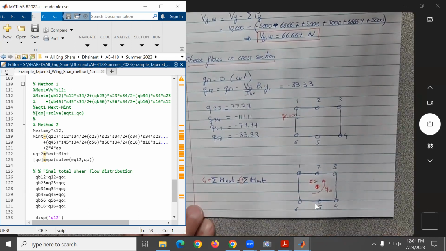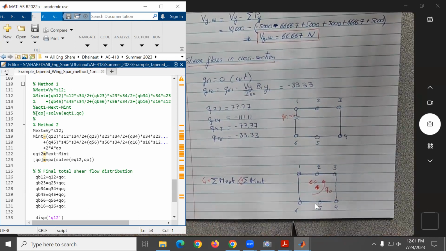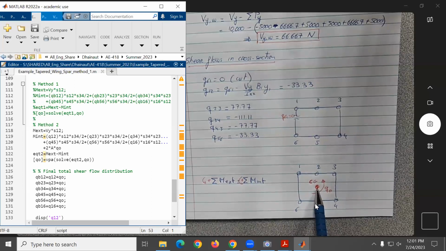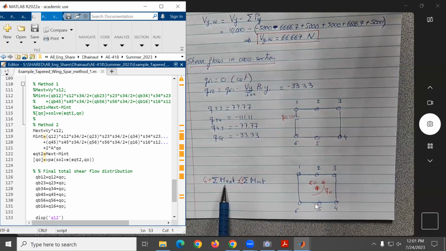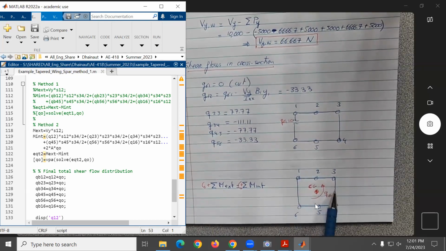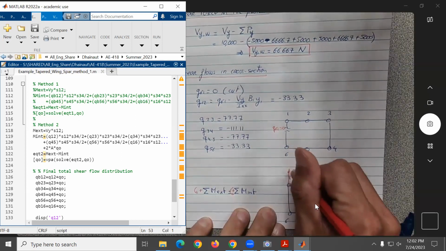Remember why it's important to take the moments about the CG? If you need to look at the notes from the other day, go ahead and look at them. So that we can cancel the effect due to all the PZs, PYs and PX. Otherwise we need to take them into consideration. If we take the moments about the CG, we only need to deal with whatever moment is created by the external force and whatever the Qs are. Correct? All right.